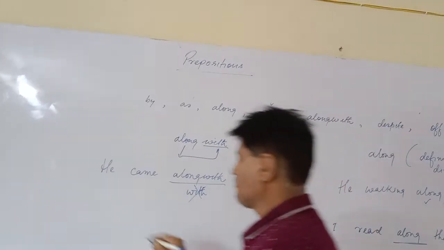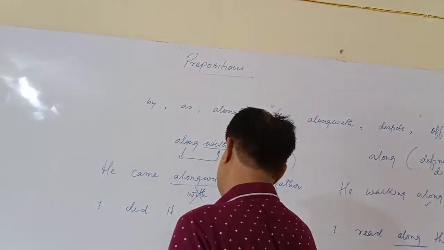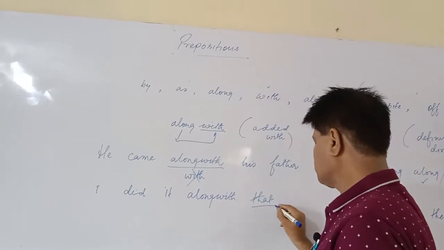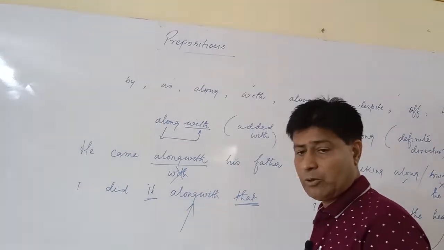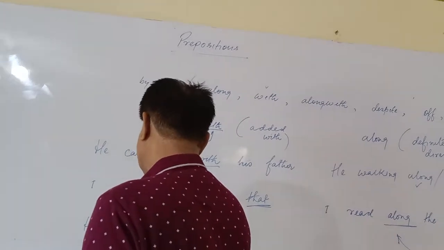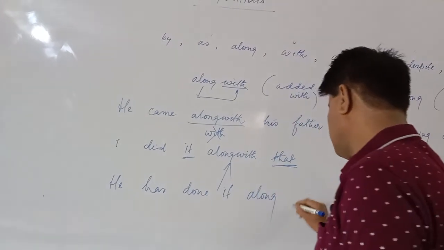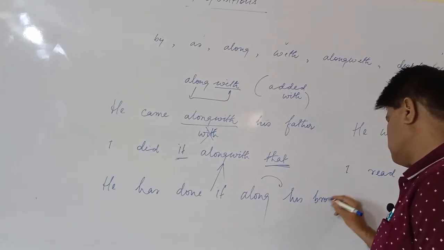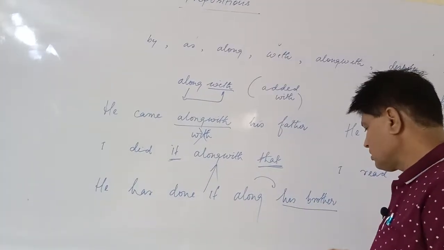Along with will be right. I did it along with that. So, it and that, two pronouns are used, demonstrative pronoun that and pronoun it, and between them you are using along with, right? She has done it along with that, along with his brother. So he was also involved in the action and his brother as well.